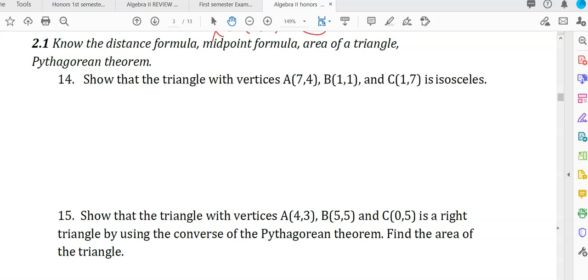So you're going to find AB, the distance, using the distance formula. So that's going to be x2 minus x1, so 7 minus 1 squared plus y2 minus y1, so 4 minus 1 squared.